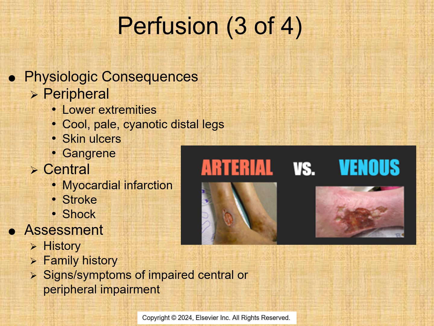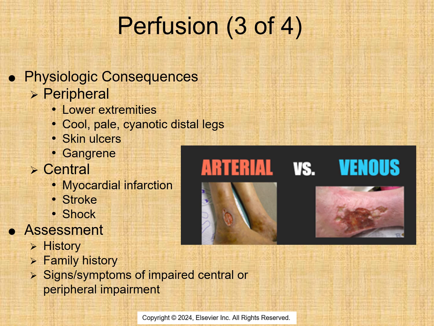Impaired perfusion will manifest peripherally in the lower extremities. They might appear cool, pale. They might be cyanotic. They might develop skin ulcers. They might develop gangrene. This diagram actually shows the difference between lesions, whether the issue is impaired arterial flow or impaired venous flow. So arterial insufficiency on the left, you'll notice that the wound is not as jagged. It's kind of round. It's got rounded edges, relatively flat. The venous side is more jagged.